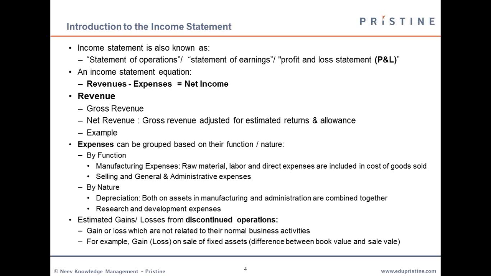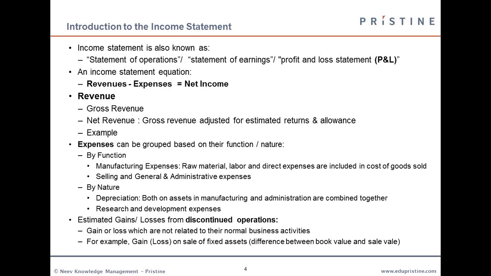Next, we'll move on to the expenses. Expenses can be grouped based on function or based on nature. First, based on function, there will be manufacturing expenses, there will be administrative expenses. We group all the expenses related to one function under one thing. For example, the labor expenses, the raw material expenses, and other direct expenses are included in manufacturing expenses. The ones that are used for advertising come under advertising expenses. The ones that are used for administration purpose will come under administrative expenses.